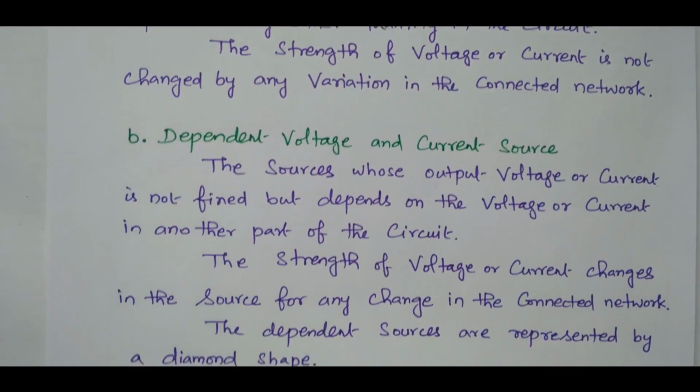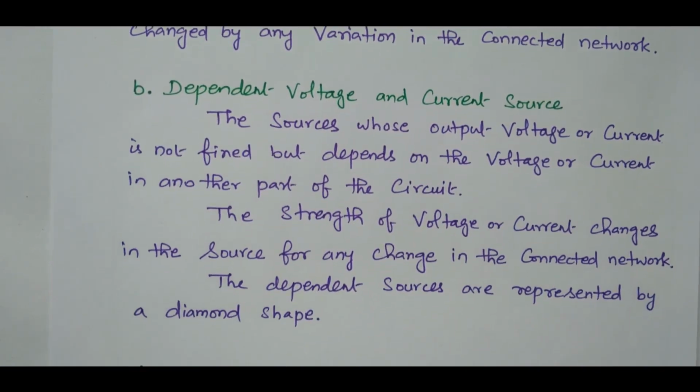Now we'll go to the dependent voltage source and current source. What is that? The source whose output voltage or current is not fixed but depends on the voltage or current of another part of the circuit.